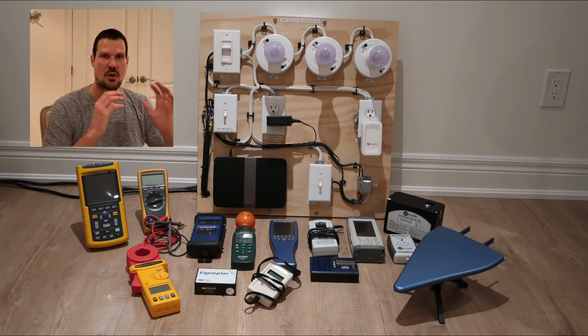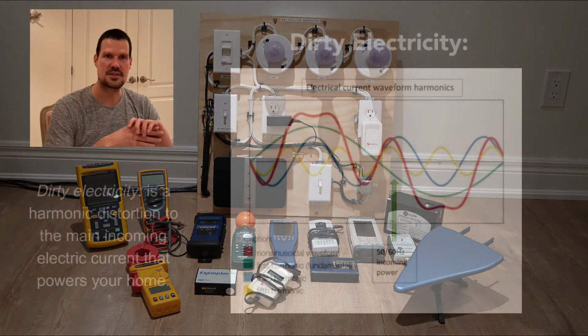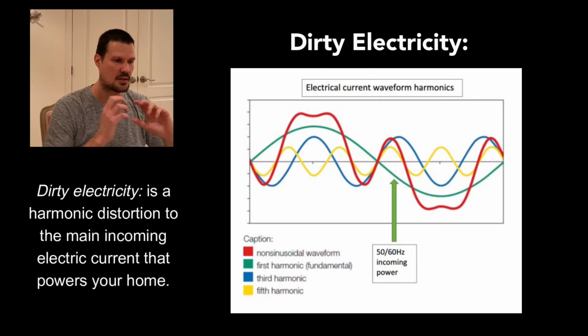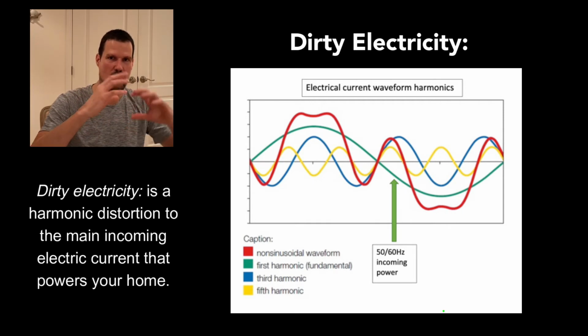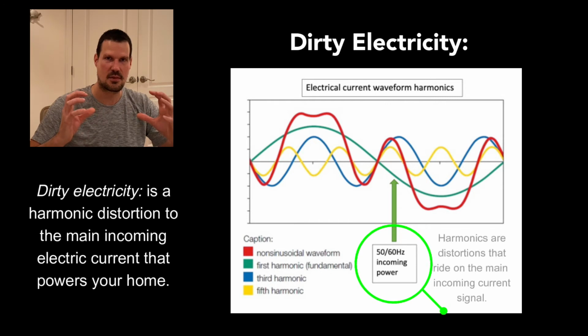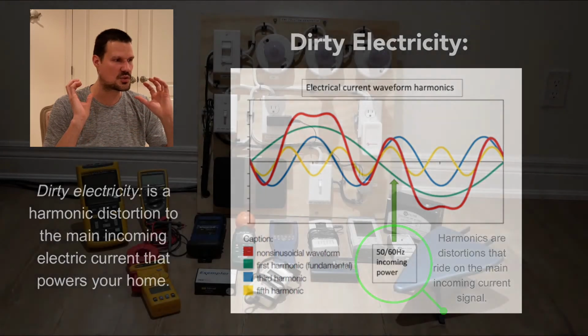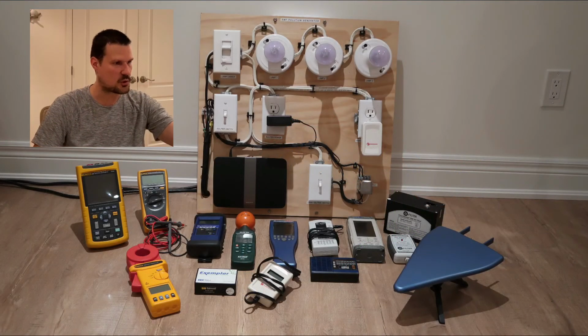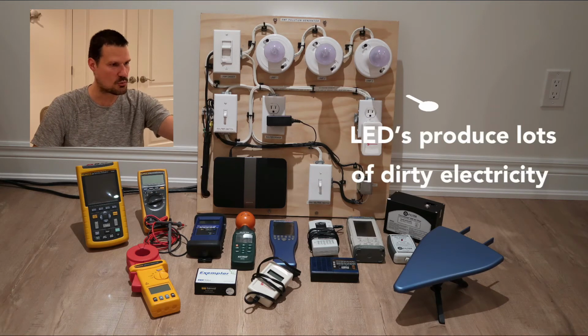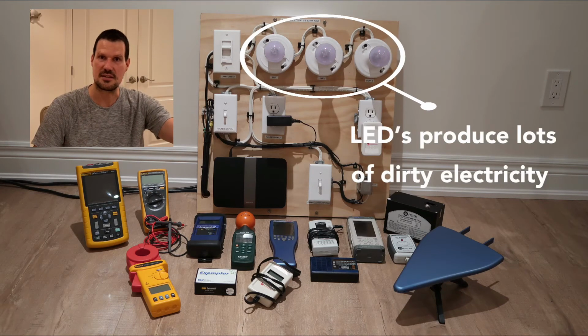Now, the third one is what's called dirty electricity. This is a term that's been around the EMF world for quite a while. Really what dirty electricity is, it can be considered as a distortion to the normal electric current that's happening. This distortion happens when we use, if you look at this pollution generator here up at the top, I'm going to be replacing all of these bulbs with LEDs.